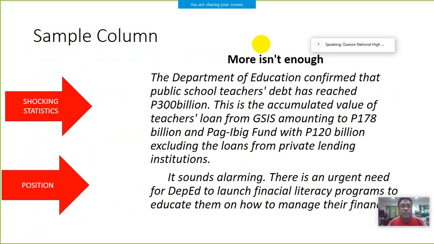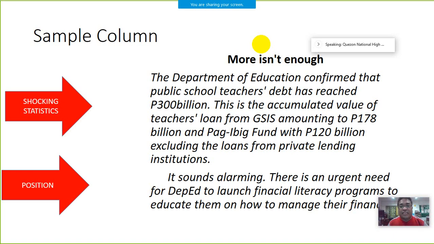So, I have here a sample column. So it starts with a shocking statistics. So look at the title, More Isn't Enough. So it's a kind of oxymoron, more but isn't enough. It also evokes irony. So let's have it. Let me read. The Department of Education confirmed that public school teachers debt has reached 300 billion. This is the accumulated value of teachers' loan from GSIS amounting to 178 billion in Pag-ibig Fund with 120 billion excluding the loans from private lending institution.